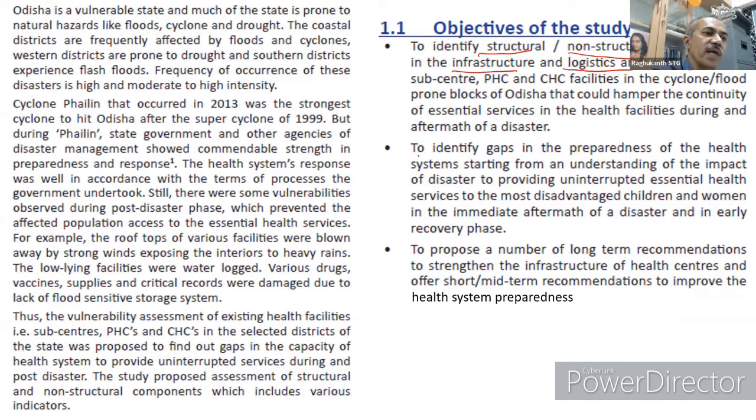And then to identify the gaps, the preparedness of the health systems. Whenever a disaster happens, how is this health system going to perform, how fast can they take care of the casualties or whatever. That's the most important thing. And the main objective of this project is that we have to give long-term and short-term recommendations also. How do we strengthen the health services, all of these have to be given. So these are the three main objectives of our project.